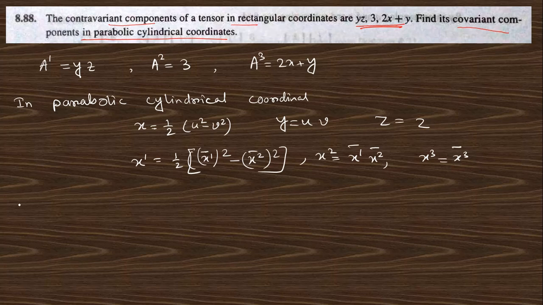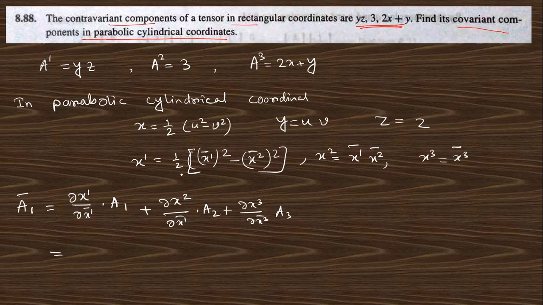This is the relation. So for a1 bar you write del x1 by del x1 bar into a1. We need to find the covariant component in the parabolic coordinate system, so you write the covariant component like that: del x1 by del x1 bar a1, del x2 by del x1 bar a2, and del x3 by del x1 bar a3, clear.